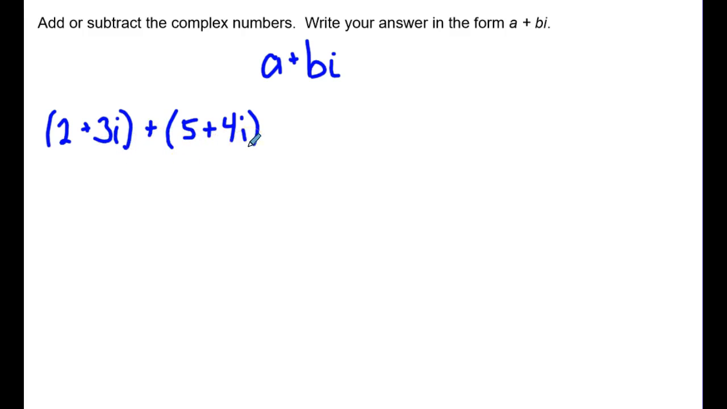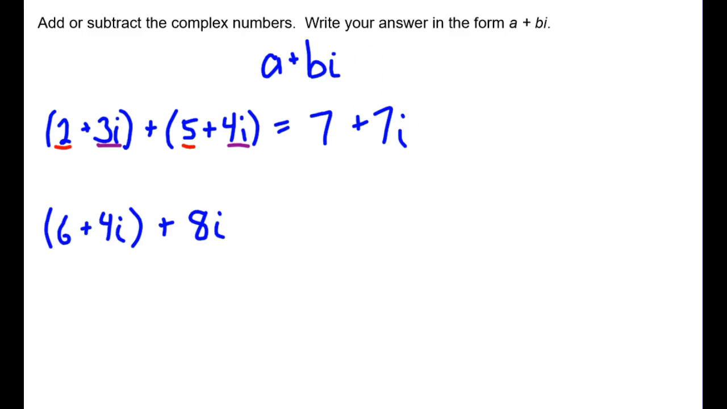What we're going to do when we add or subtract complex numbers: we have 2, which is a real number, and 5, which is the real part. And then we have 3i, which is imaginary, and 4i, which is imaginary. We're going to add those corresponding parts together. So to add these two complex numbers, we're taking 2 plus 5 to get 7, and 3i plus 4i to get 7i.